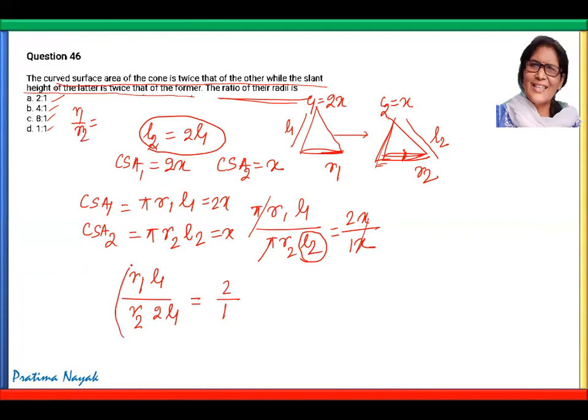So I'll keep this on left side. L1, L1 cancel. So R1 by R2, 2 will be multiplied to numerator, so it will be 4 by 1. So the ratio is 4:1. What is the answer? Answer is B. B is answer.